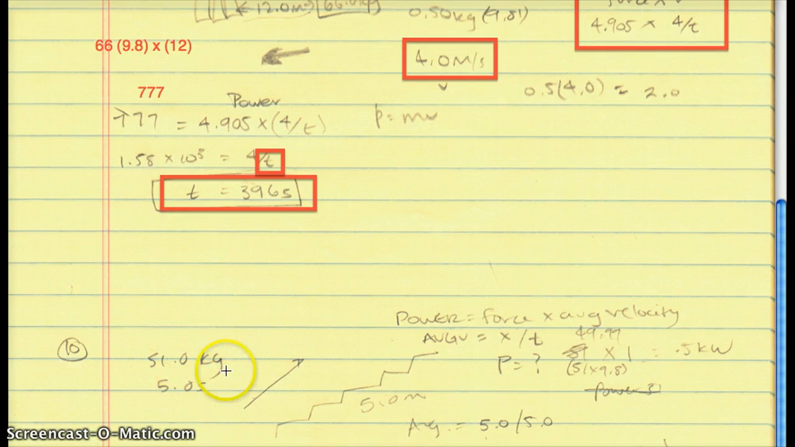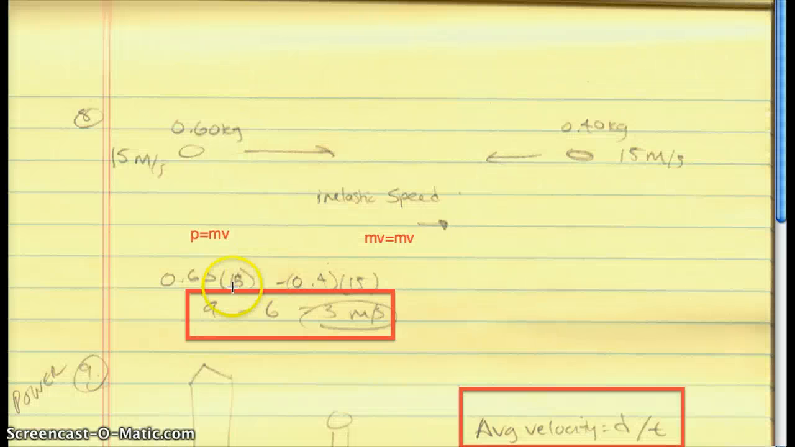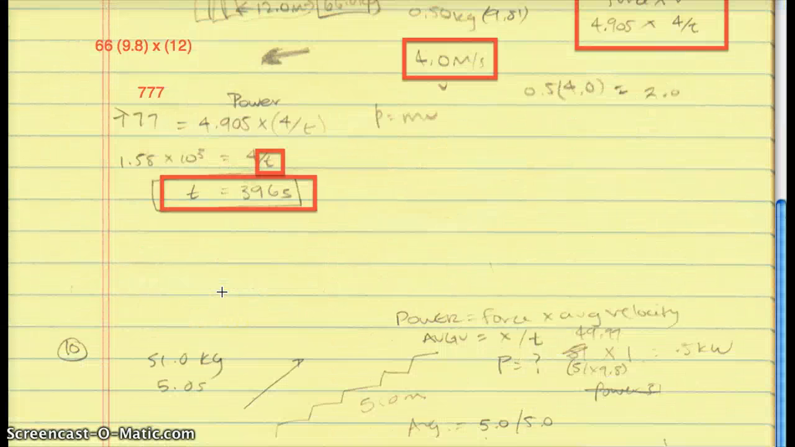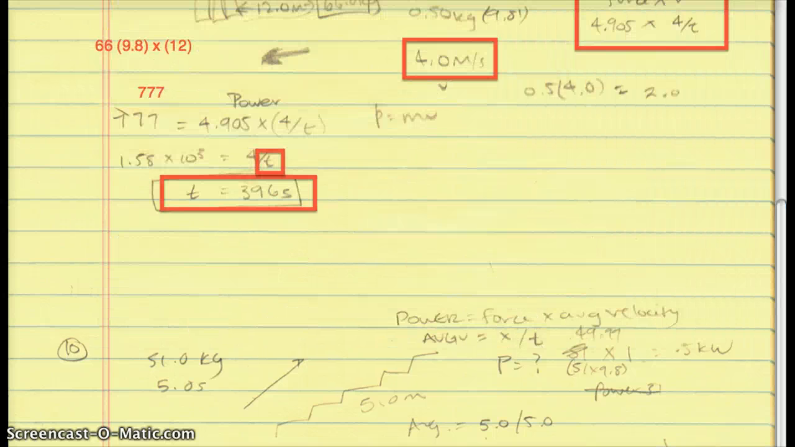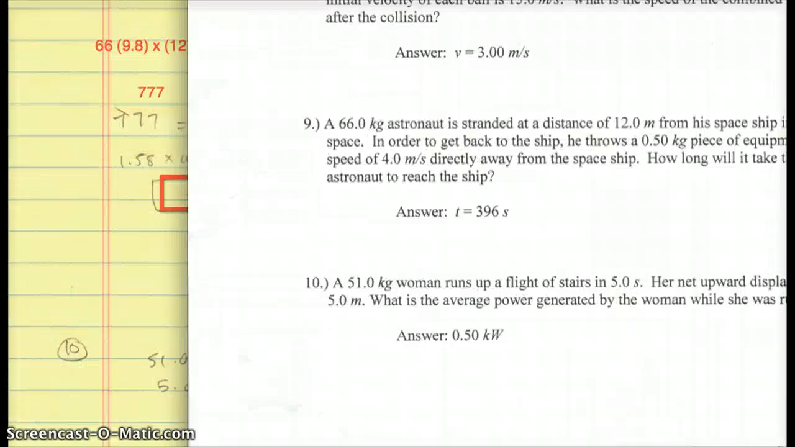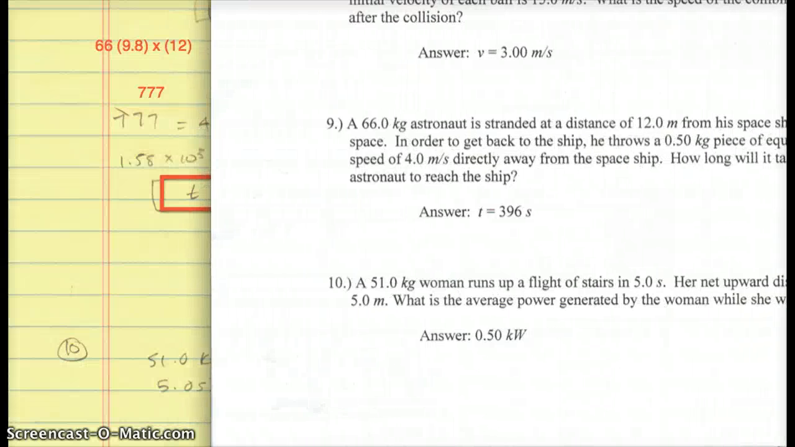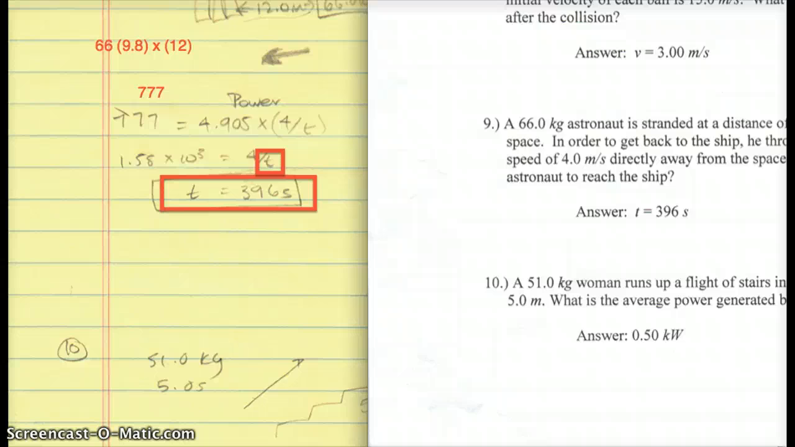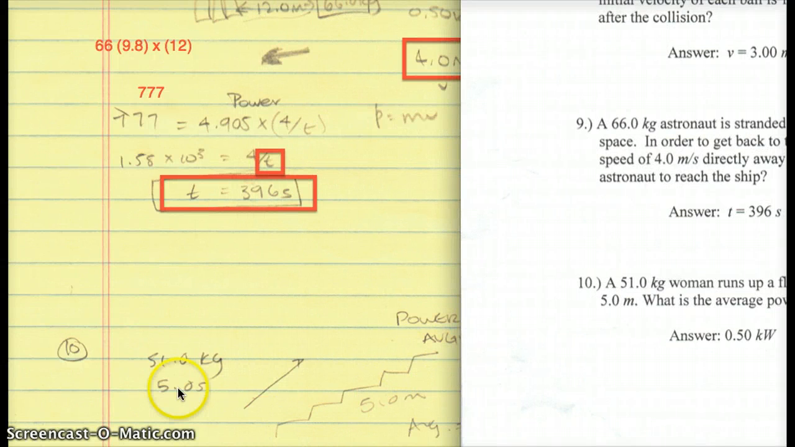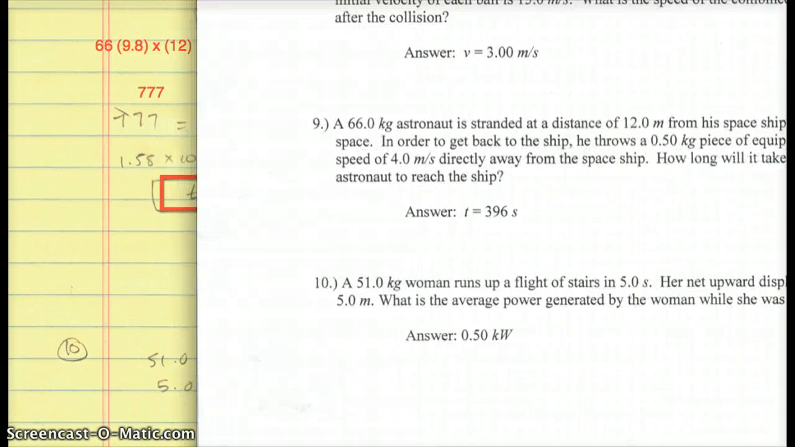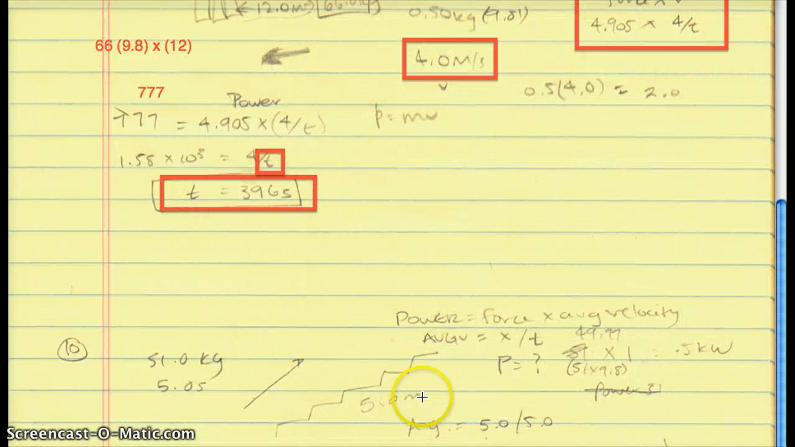We have a 51 kilogram, let me pull up our info again. There we go. Let's go back down. Get 10. Okay, we have a 50, nope, wrong one. Don't worry about it. 51 kilogram woman running up a flight of stairs in 5 seconds. Net upward displacement is 5 meters, so I've drawn our steps. You know, it's 5 seconds, 51 kilograms. And we're looking for the average power generated by the woman while she was running. Okay, so I'll close that down again.